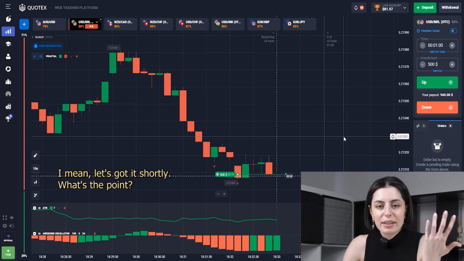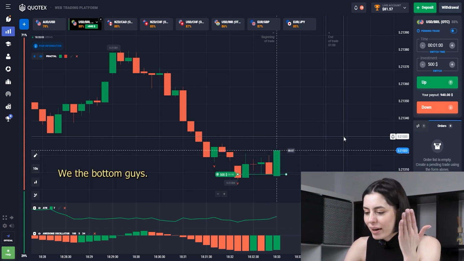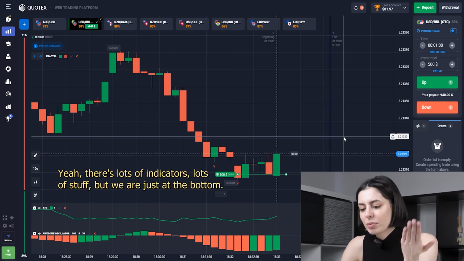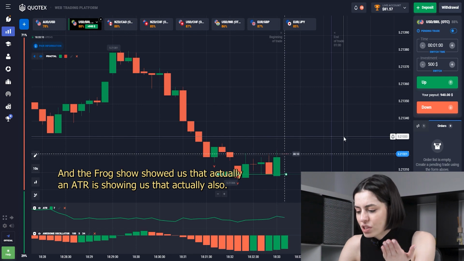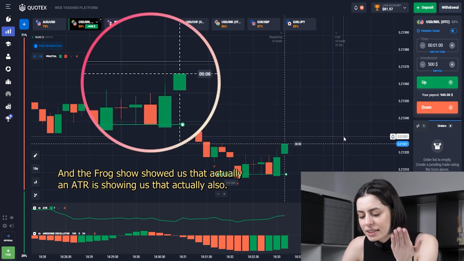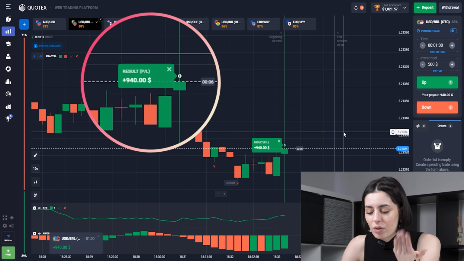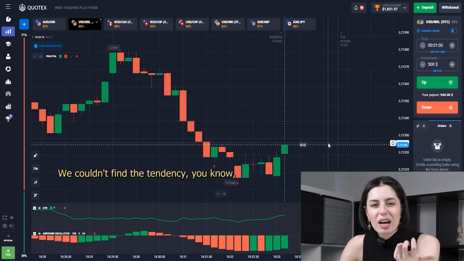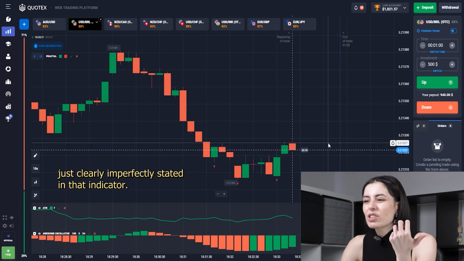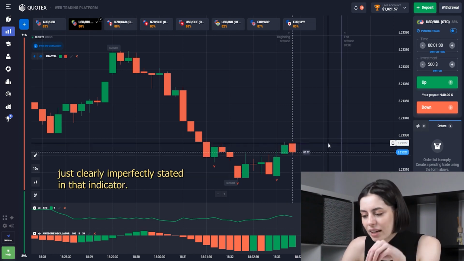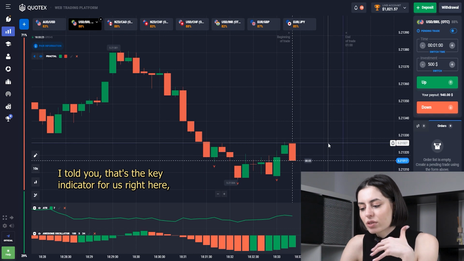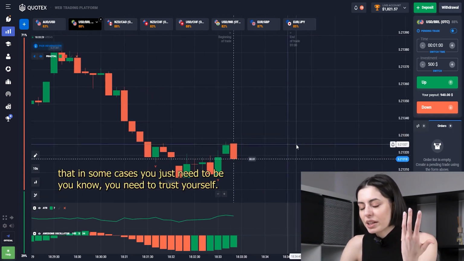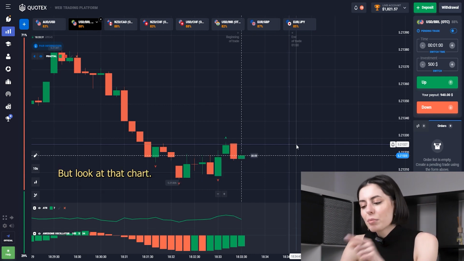What's the point? Let's cut it short. We're at the bottom, guys. Yeah, there are lots of indicators, lots of stuff, but we are just at the bottom. The fractal is showing us that, and ATR is showing us that also. But what about the awesome oscillator? Here, we couldn't find the tendency, clearly and perfectly stated. I told you that's the key indicator for us, but in some cases you need to trust yourself. But look at that chart.